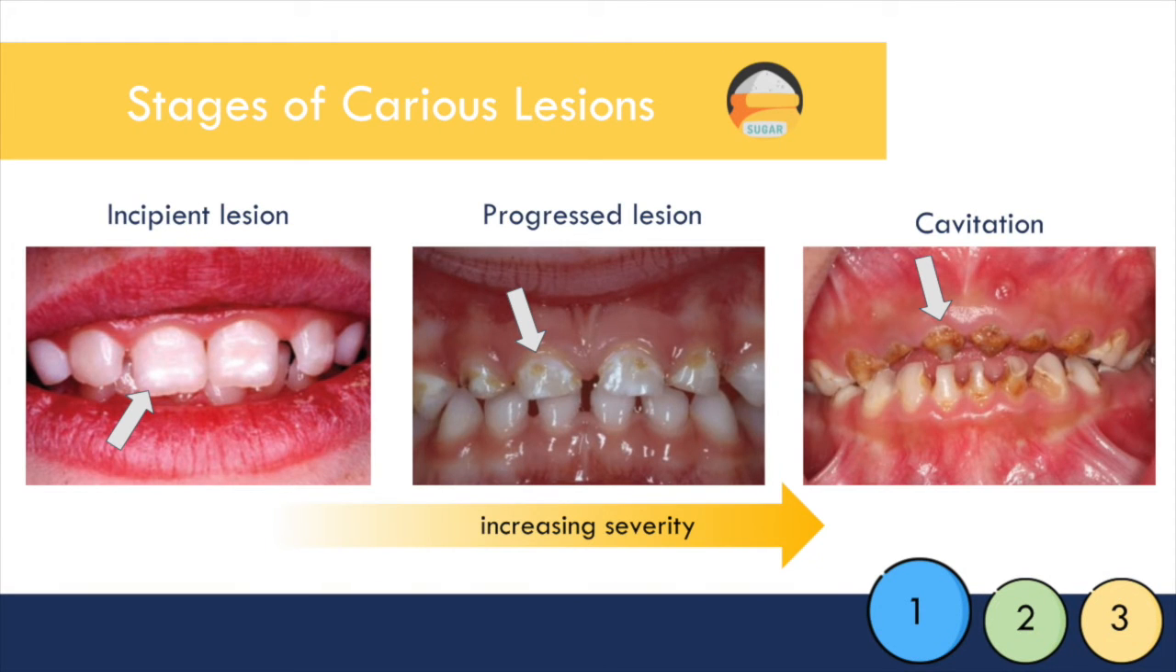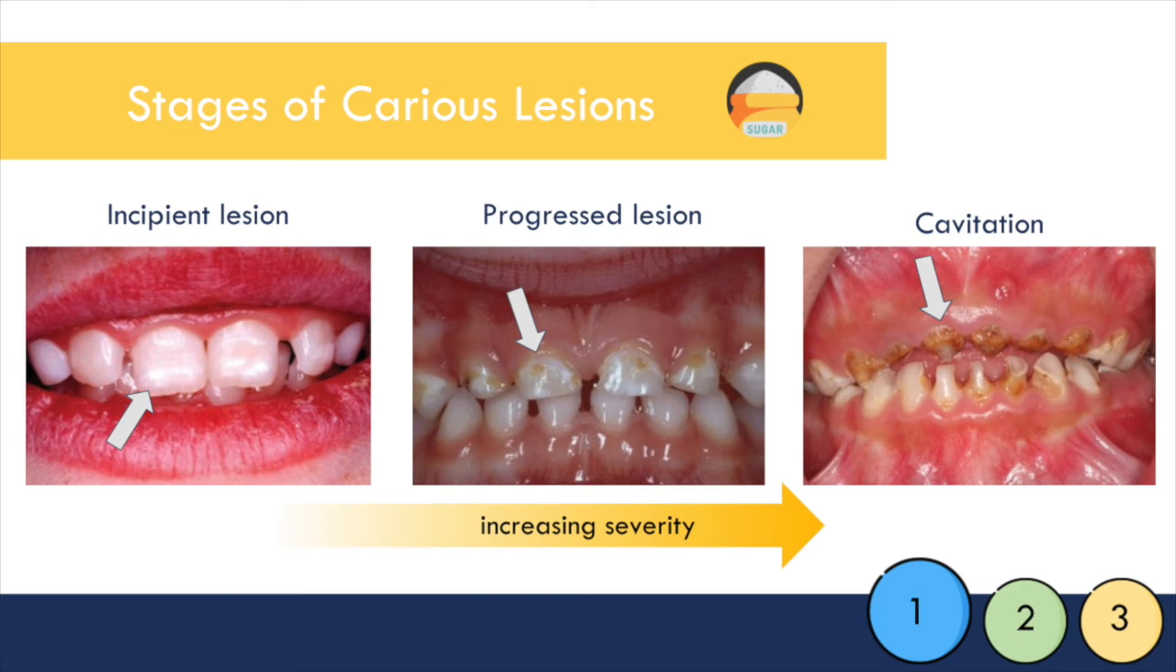There are 3 main stages of a carious lesion we want you to be able to identify. The first sign of decay is an incipient lesion, which will show as a dull white band on the tooth surface caused by demineralization. It's very important to recognize this stage because it often goes unnoticed by parents and it can be reversed with proper treatment.